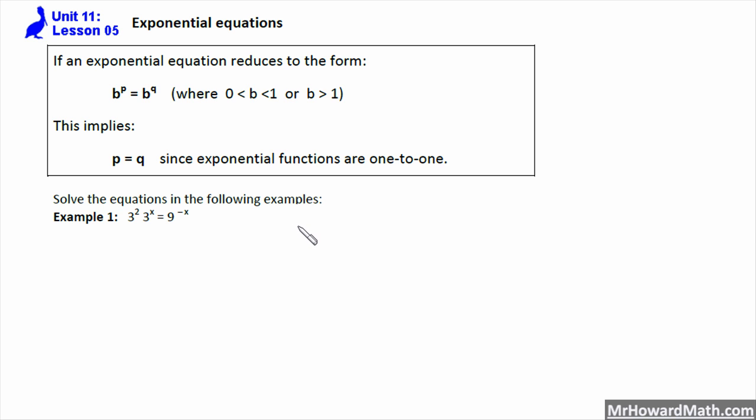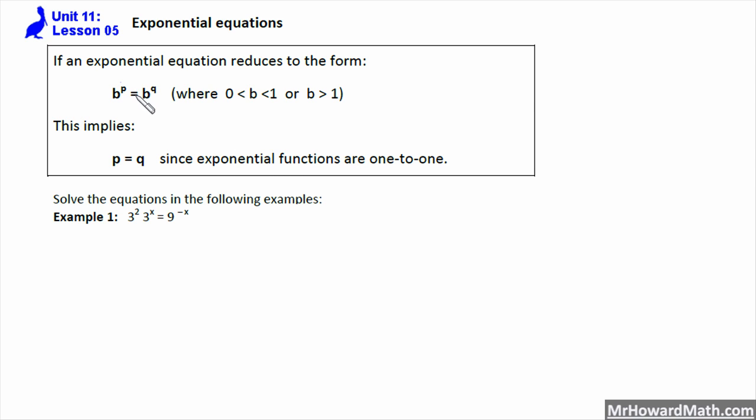In this video we will be solving exponential equations. Let's start here. If an exponential equation reduces to the form b raised to the p power is equal to b raised to the q power, where the base is between 0 and 1, or the base is greater than 1, then that implies that p, this exponent, has to be equal to q, this exponent. Since exponential functions are one-to-one, that has to be true.